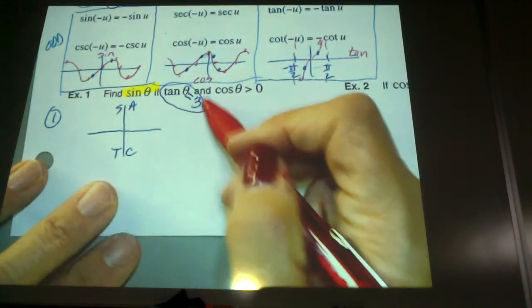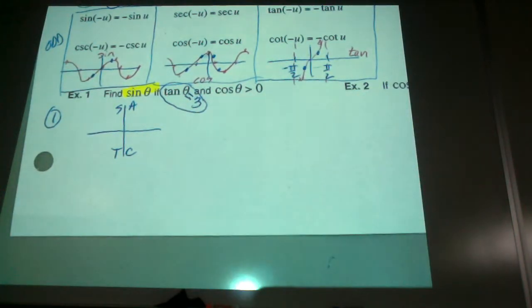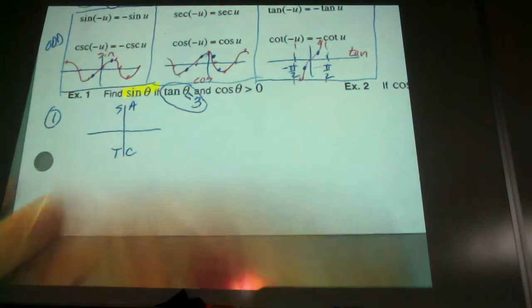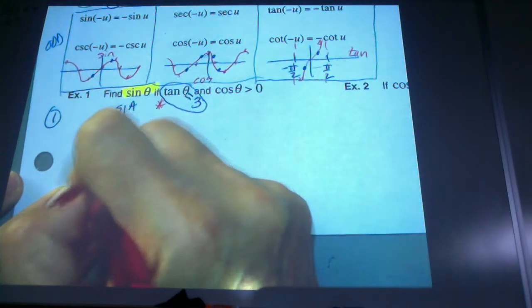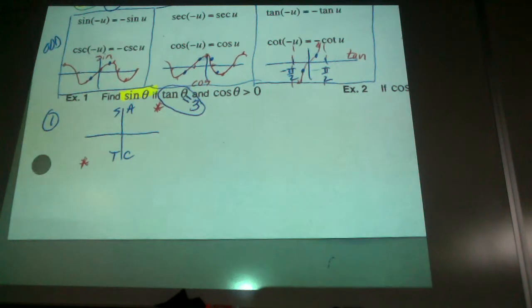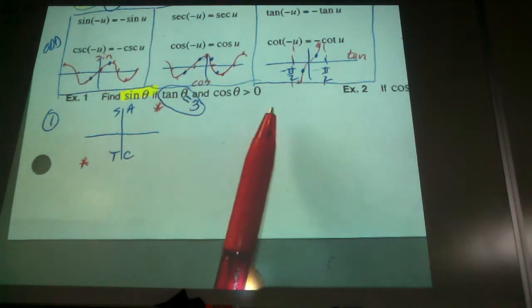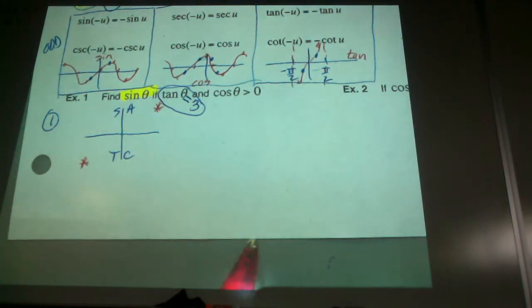Alright, so tangent is positive because the ratio is positive in what quadrants? 1 and 3. And then cosine is greater than 0. They're telling you that why?